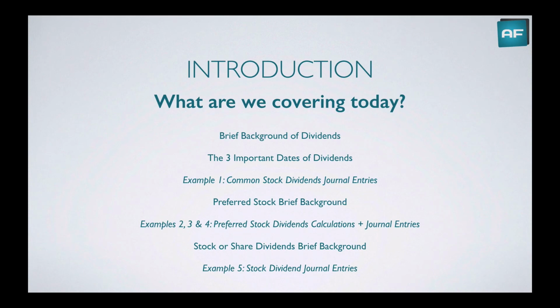We're going to do a brief background into dividends. Then we're going to talk about the three important or relevant dates for dividends. Then we'll have an example where we go through the journal entries of declaring and paying a dividend. Then we'll have a background into preferred stock or preference shares as they're known in Australia. And then we'll have a few examples because there's a couple of variables that have to change. So we'll account for preferred stock dividends, do some calculations, and also some journal entries.